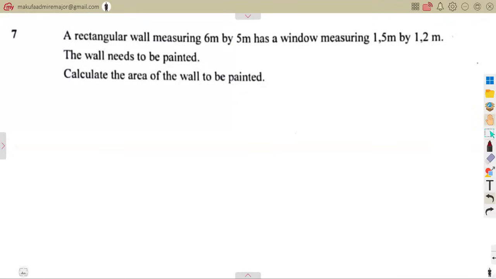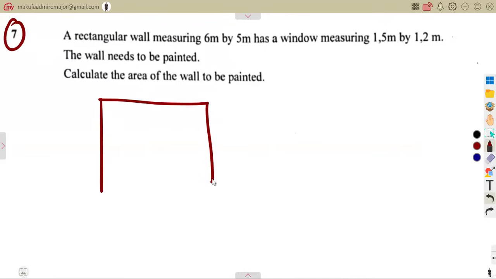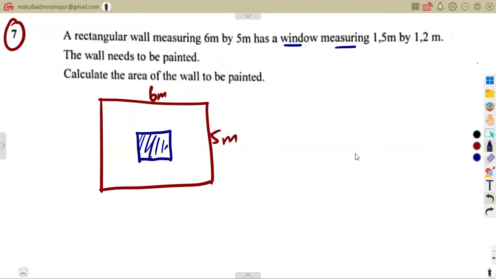All right, number seven, you are given a rectangular wall. So there is a rectangular wall that we are supposed to consider, measuring 6 meters by 5 meters. That's our rectangular wall. Here's a window measuring 1.5 by 1.2, meaning to say a window is going to be like this inside, like this is our window, measuring 1.5 by 1.2 meters. This is the window.